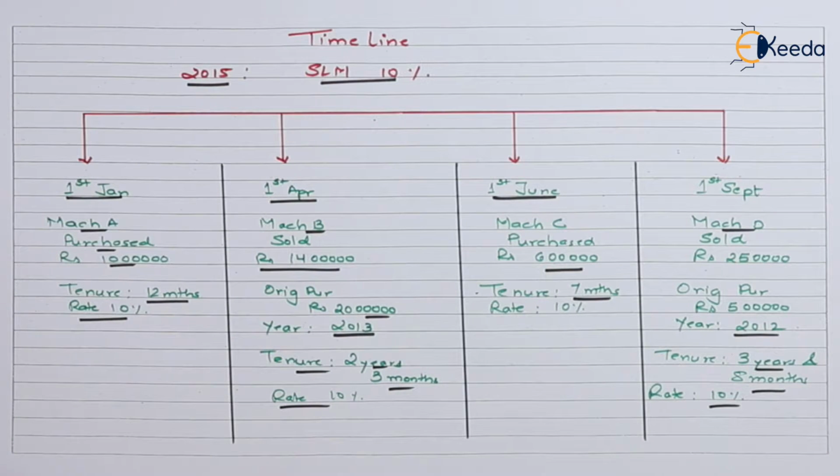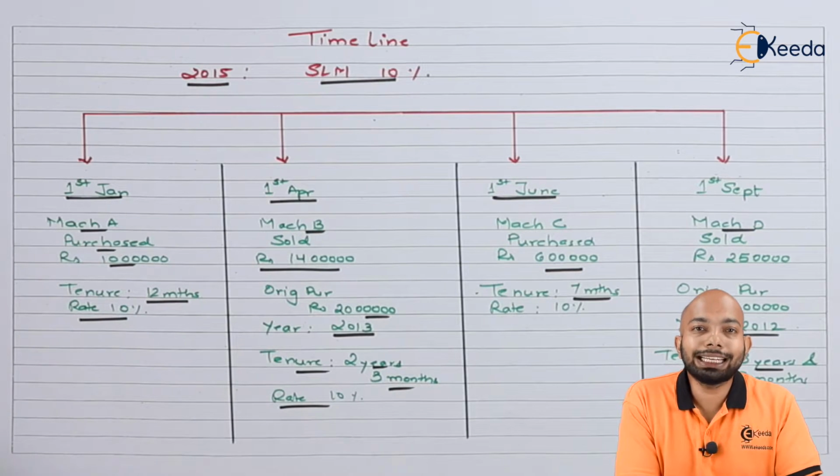Now that we have prepared the timeline, a detailed timeline rather, let's go on to the working and figure out. We'll do each and every asset working differently so that it is not confusing for you and we can easily find out the depreciations. So basically, we'll start with machine A.